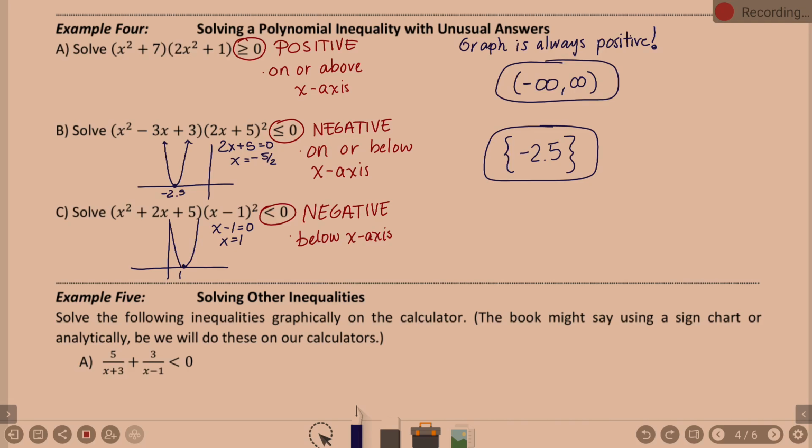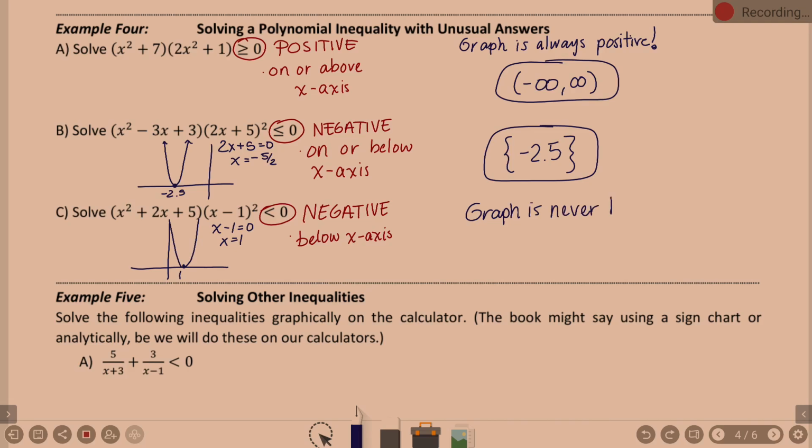Therefore, none. Our question was negative. Is my graph ever below the x-axis? No. If it said less than or equal to 0, we'd talk about 1. But it doesn't say less than or equal to 0. It just says less than 0. So we're going to say no solution. The graph is never below the x-axis.